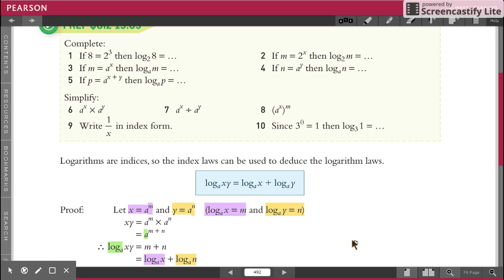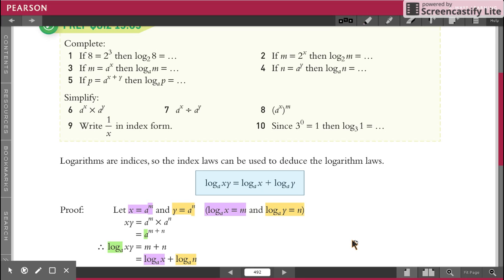So in order to do that, we're going to start by not considering the logs being involved. So we're going to let x equal a to the power of m. Now the reason we can allow that and y to be a to the power of n is because we are going to essentially link log to indices because logarithms are indices. So if you remember year 8 log laws, this is where it's going to use this information to prove our new formula or law.